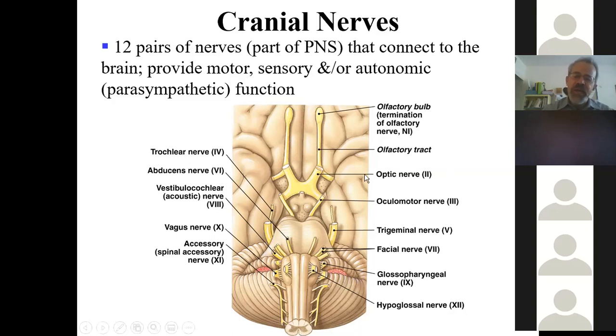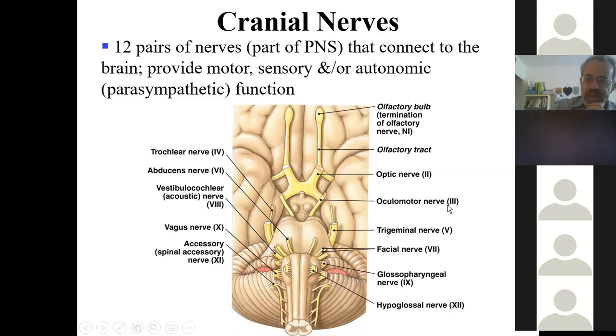Cranial nerve 2 is the optic nerve. What do you think the function is of this nerve? Any thoughts? Or vision. Vision, exactly. This is what brings, like when you look at something with light, the visual sensation into the brain, exactly.